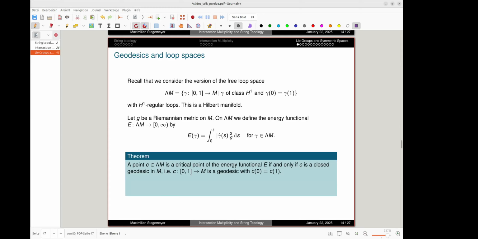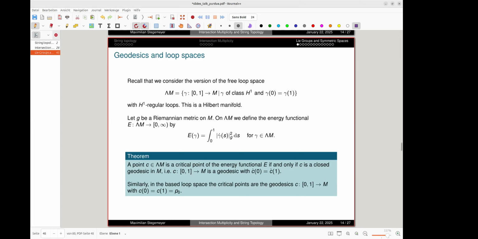Well, a loop c is a critical point of this energy functional if and only if c is a closed geodesic in M. So what is a closed geodesic? Well, a closed geodesic is a geodesic that doesn't only have a base point self-intersection, so this would not be a closed geodesic, but it really closes up also with the tangent vector. And since the geodesic equation is an ODE of second order, this really gives you a smooth periodic geodesic. And these kinds of geodesics are the critical points.